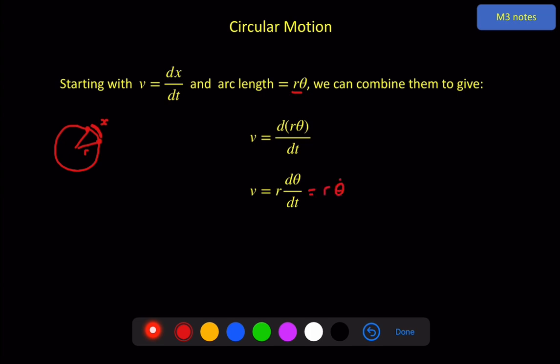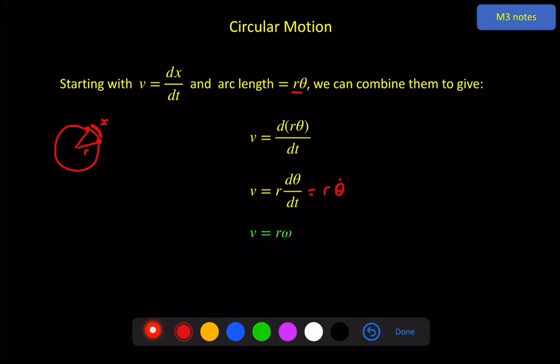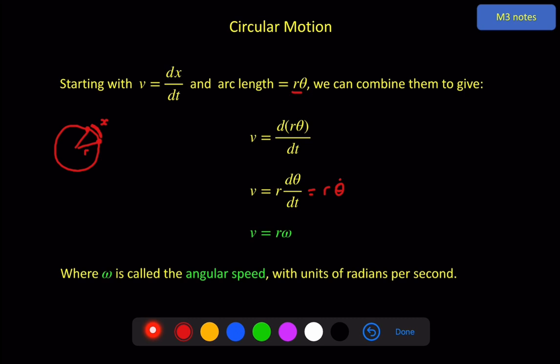But often you won't see it written like that because this rate of change of the angle with respect to time in circular motion is given a particular name. It's called the angular speed and it's written as omega. So omega is the angular speed and the units there are radians per second.